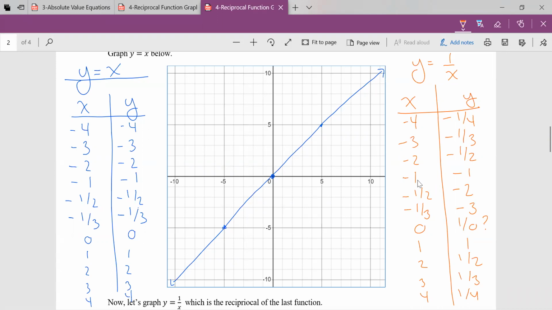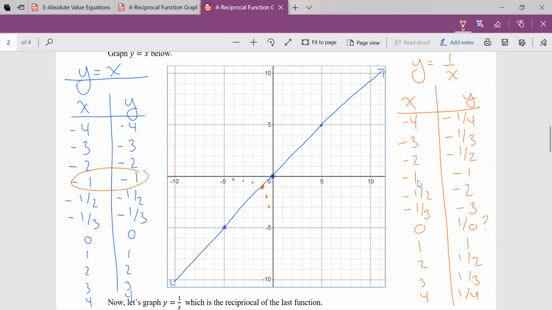So here we go, starting from left to right. -4 is at about 1/4. It's kind of hard to draw, but it's about there. And then -1/3, it's about there. And then -1/2, about there. And then -1, -1. It's right on that original graph. Interesting. Then -1/2, -2. And -1/3, -3. Do you see what's happening here?